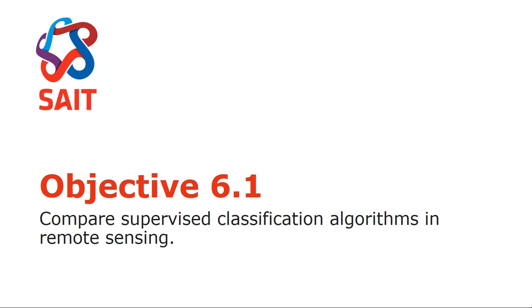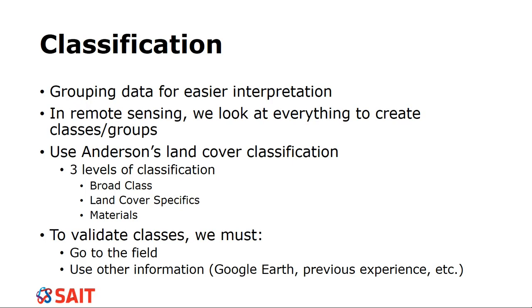So I'm going to start with the most complicated type of classification, and that is the supervised classification. There's two of them: supervised and unsupervised. And they are exactly what they sound like. It just depends on what the computer is doing. So classification itself, we can group data for easier interpretation. That's the whole idea behind classification.